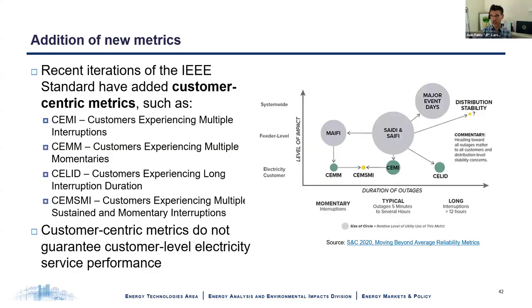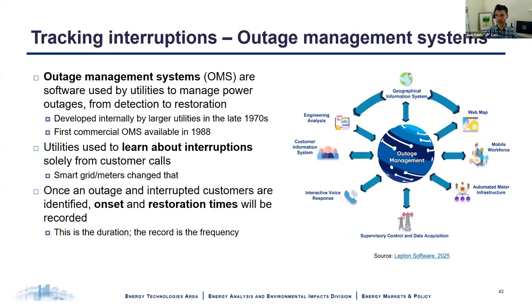More recently, there's been a push over the last 10 years or so to add new metrics to the standard. And in the latest version, there are these new customer-centric metrics, like the number of customers experiencing multiple interruptions, or number of customers experiencing multiple momentary interruptions, or interruptions for long duration. The idea is to start getting a little bit better at understanding the customer experience, because SAIDI and SAIFI, especially when they are averaged at the distribution system level or at the feeder level, are still hiding the fact that certain customers at the tail end of a circuit can be having a really hard time, can be having a really poor experience in their power consumption. And this is something that these metrics try to address.